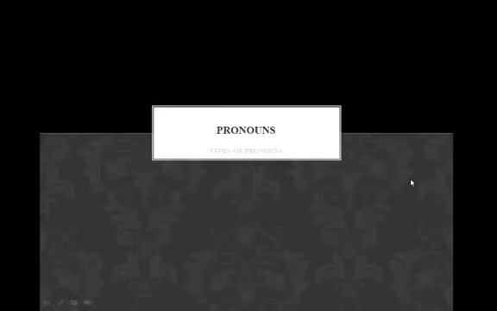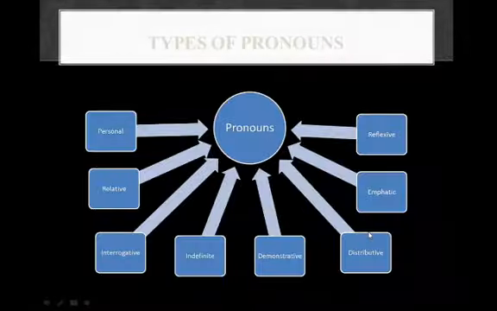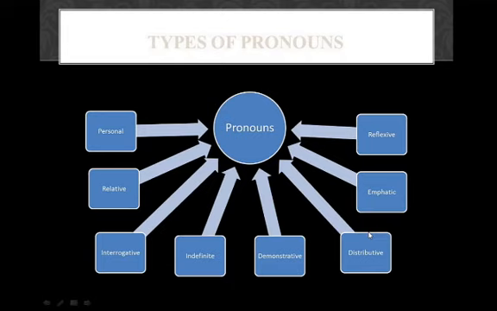Today we are going to discuss the pronouns. As you know, there are different types of pronouns like personal pronouns, relative pronouns, interrogative pronouns, indefinite pronouns, demonstrative pronouns, distributive pronouns, emphatic pronouns, and reflexive pronouns. We have already discussed the first six pronouns in the previous lectures. So today we are going to start with the emphatic pronouns and reflexive pronouns.